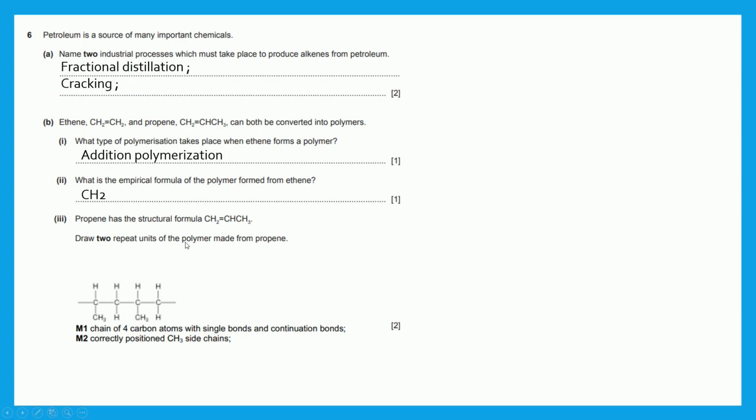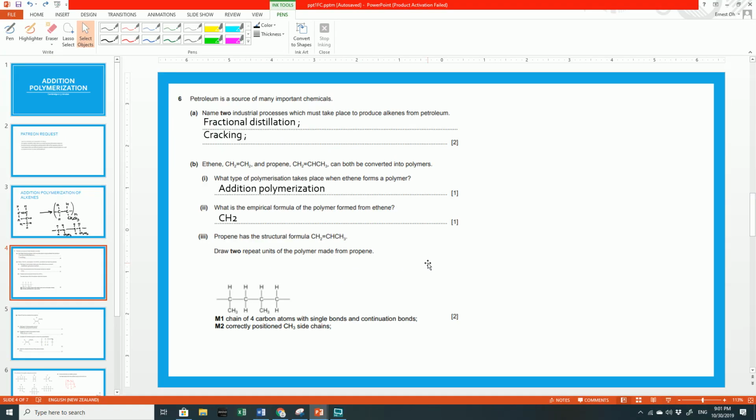Now here is the key question. Propene has the structural formula CH2=CH-CH3. Draw two repeating units of the polymer made from propene. And this is exactly what we looked at before, and we took a look at the example ahead. But ultimately, if we were to draw this out into its structure, what it would look like would be this here.